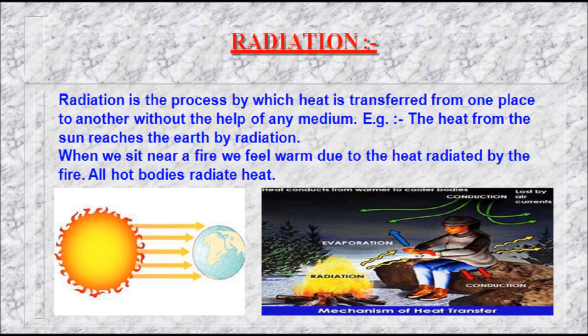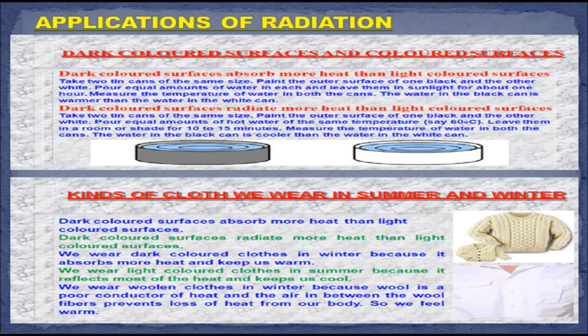Objects, solid, liquid, or gas, emit radiant energy. When radiant energy falls on another object, it is partially absorbed and partially reflected. The amount of heat absorbed or radiated depends on the nature and the color of the object. Dark color.